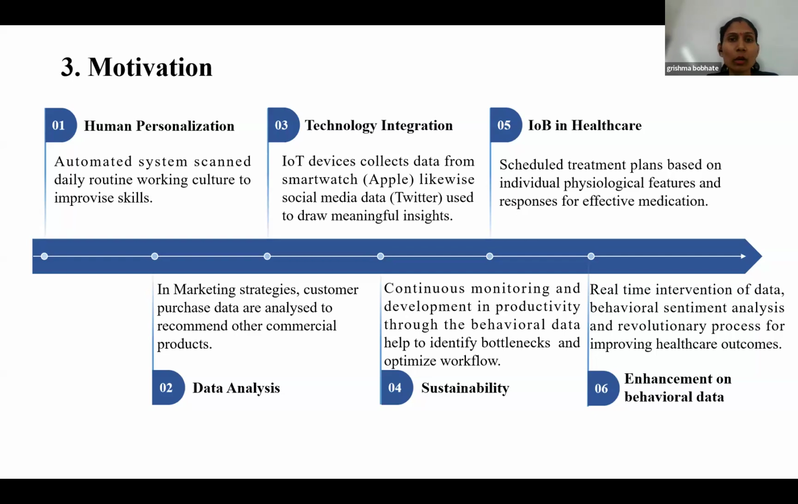Fourth is the sustainability. Nowadays, sustainability is so important that you should continuously monitor and upgrade yourself for productivity. Fifth is the IOB in healthcare: scheduling, treatment planning, and individual psychological responses should be implemented in the IOB for effective outcomes. Next is the enhancement of the behavioral data. The motivation is that real-time data is so noisy that we should develop learning models so that we can analyze those patterns and predict the proper execution of the product.